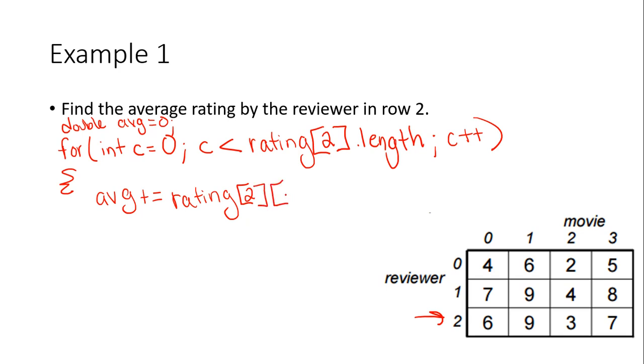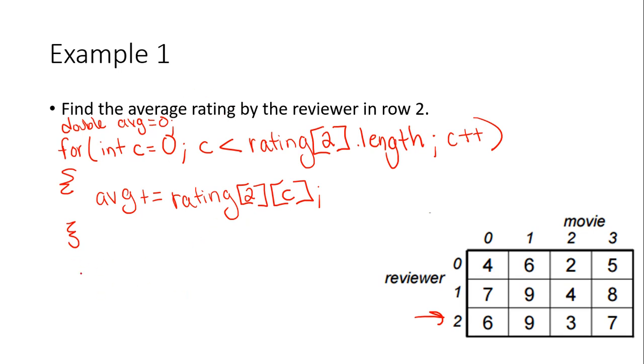But for columns, I want that column to change each time. I want it to be 0, and then 1, and then 2. That's my counter, right? That's the C. So I'm going to put a C there, okay? That's all I want to do inside that loop. I just want to add all those together inside of that variable. Now, I need to divide. I need to find the average rating.